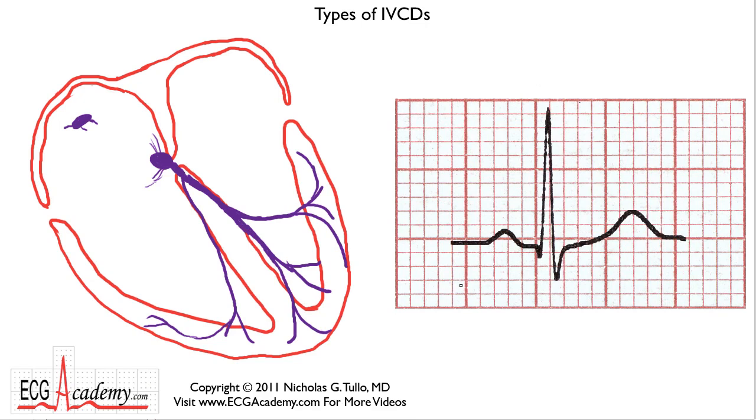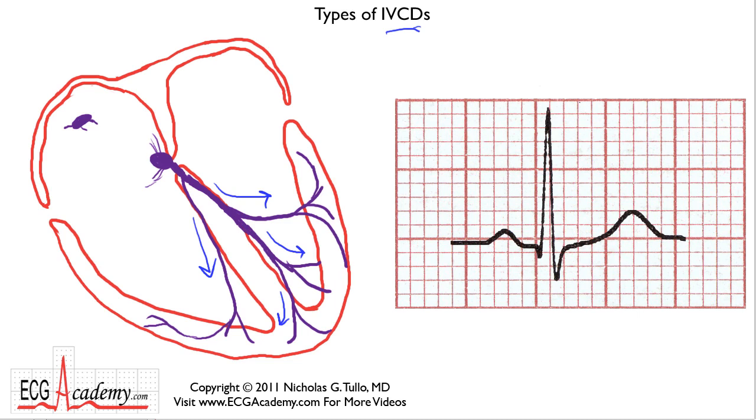In this chapter, I'll cover the types of IVCDs we can diagnose on a rhythm strip. First, a quick review of what we covered in the first chapter. The Purkinje fibers have very rapid conduction, and anything that disturbs the normal Purkinje system activation is going to affect the QRS complex. Widening of the QRS indicates that there's a delay in interventricular conduction, and the generic term for that is an interventricular conduction delay or interventricular conduction disturbance.